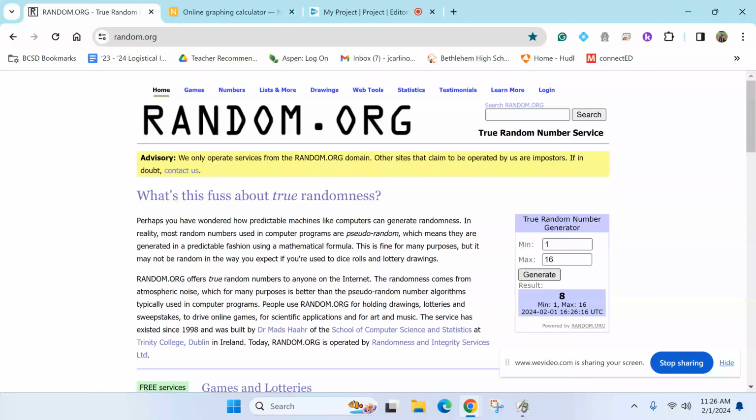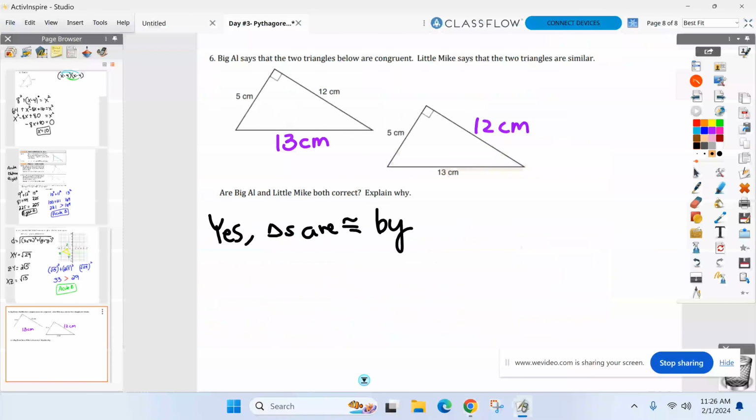Josh? Side, side, side. Yeah, that's what everyone's been going with today. What else could have worked? Side, angle, side. And a third one could have worked. HL. Yep. What could not work? Angle, side, angle, or angle, angle, side, because I don't have 2 pairs of angles. I only have the right angle.